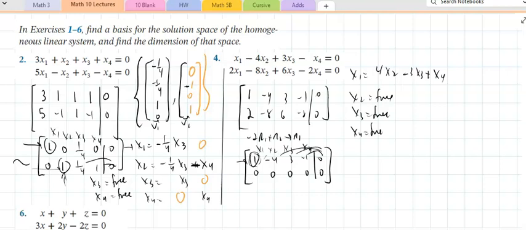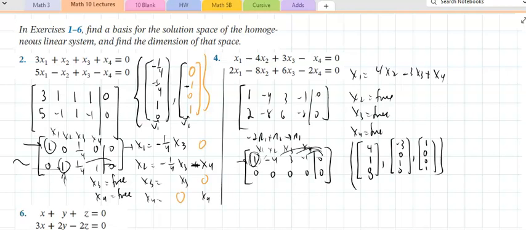So look at the vectors that we're talking about. If I look at x sub 1, it consists of 4x sub 2, a 1 and none. It has -3x sub 3, no x sub 2, a 1 and 0, and it has x sub 4, no, and a 1. So here we have 3 vectors.